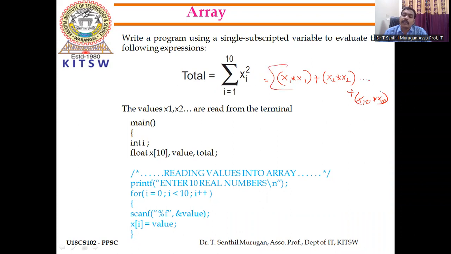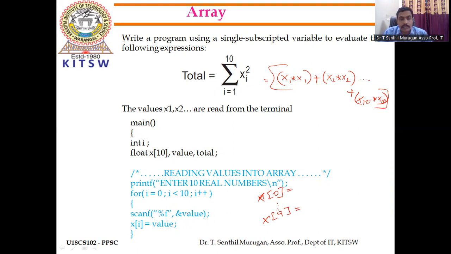So for this you can write the program. How can you write it? Initially you want to read the values of x1 to x10. For that, array indexing starts with 0. So here the array they are using is x. So x of 0 will take the first value, up to x of 9, nine plus the first, ten values. It will take the values and store them here.